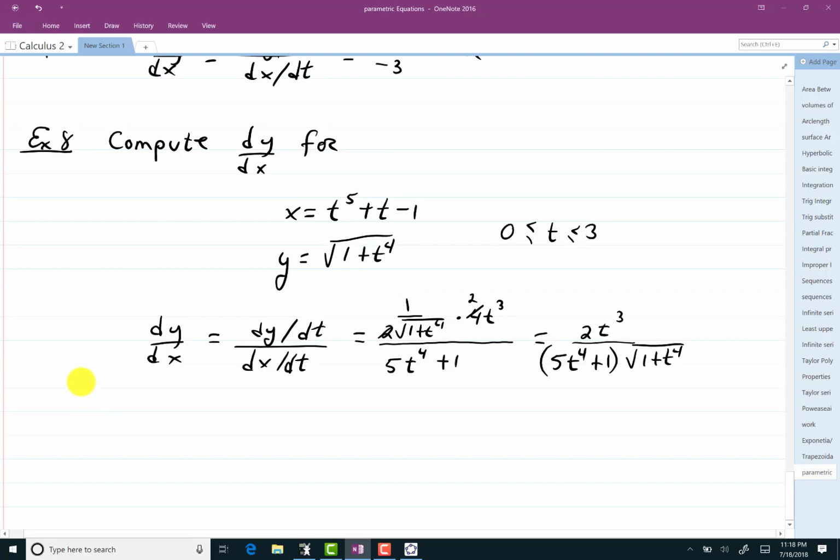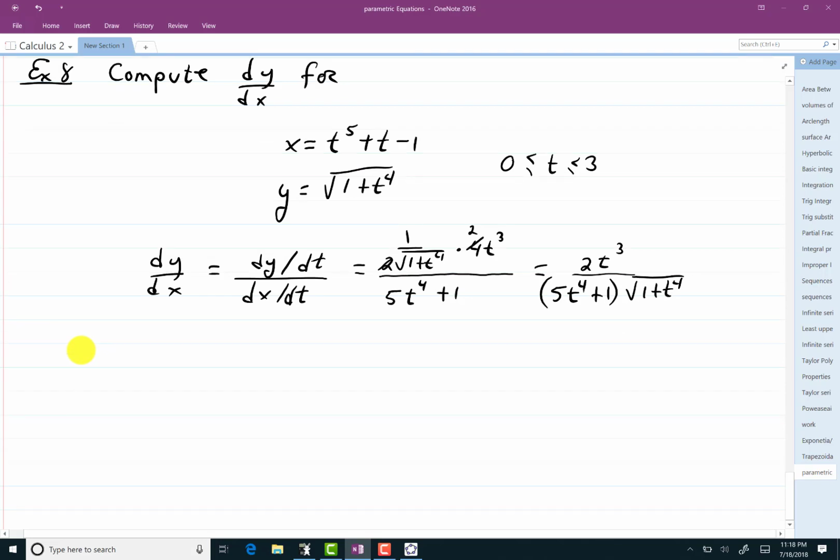So what I could do then, what if I asked you this? Now, compute dy over dx, but evaluated when t equals 1. Well, all you do is plug in t equals 1 into this formula.